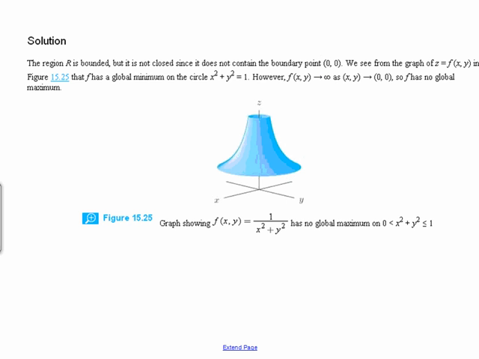So let's look at a picture of what that graph looks like. This is going to go on forever and ever and ever, having a vertical asymptote there. Because it doesn't contain our boundary point 0, 0, or sorry, just 0, it will not fall into our extreme value theorem.